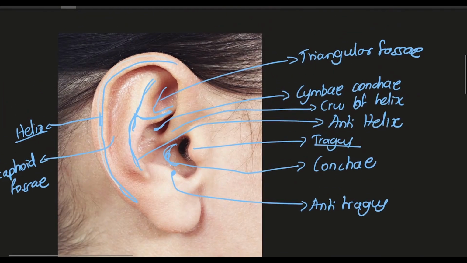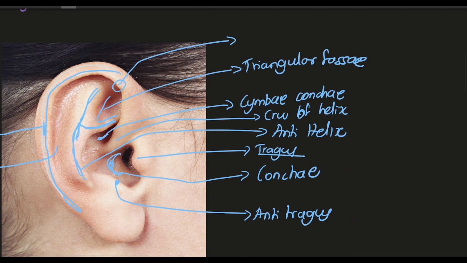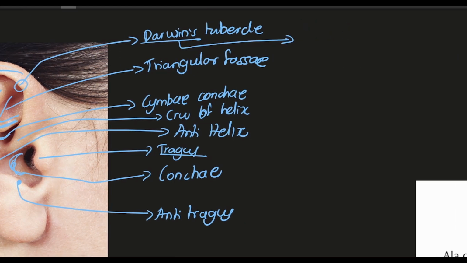And these are the parts. Usually you might have observed that there is a small notch. You can appreciate it here; this type of notch will be there in some persons. It is called Darwin's tubercle. As the word suggests, Darwin, it has something to do with the evolutionary basis, right?